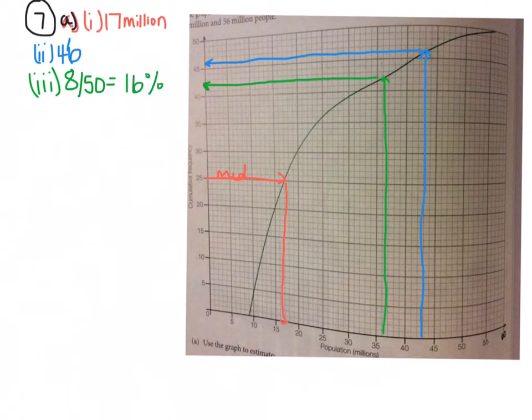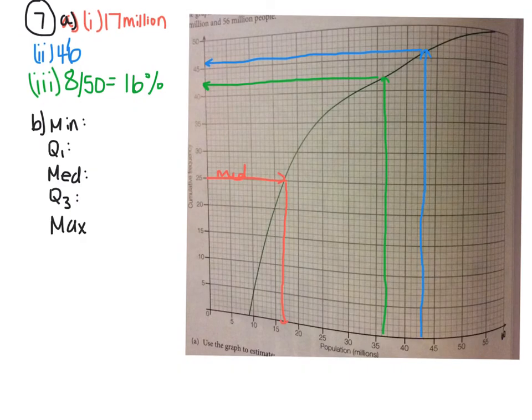Part B wants us to find the box and whisker diagram that represents this population distribution, so that means we need a 5-number summary. Our min and our max we can read right off. Our median we already found up in part A. So now we just need to find Q1 and Q3.